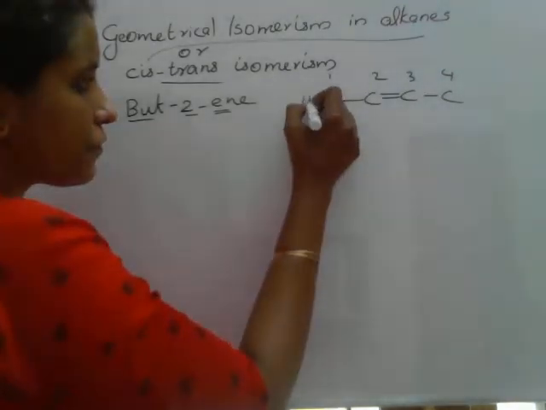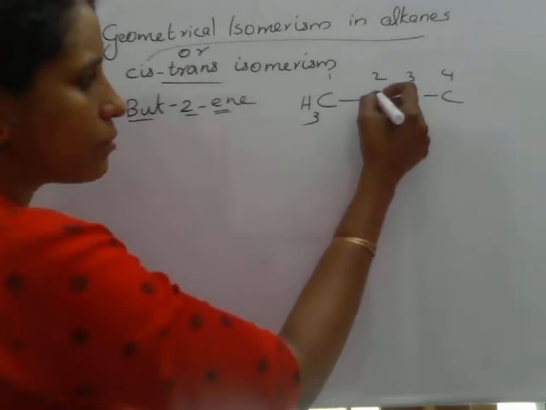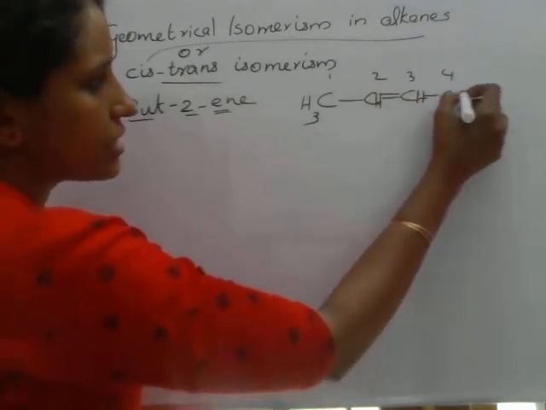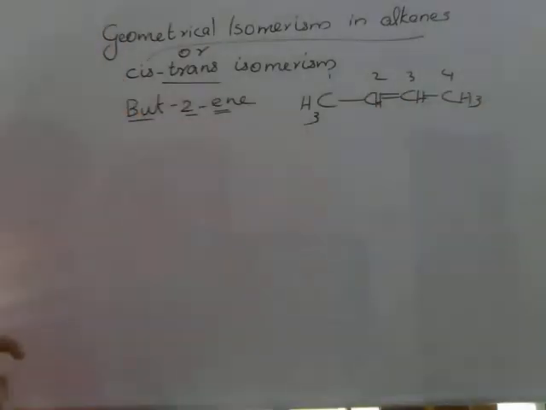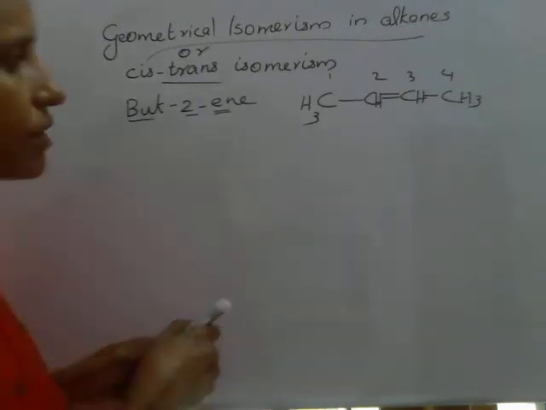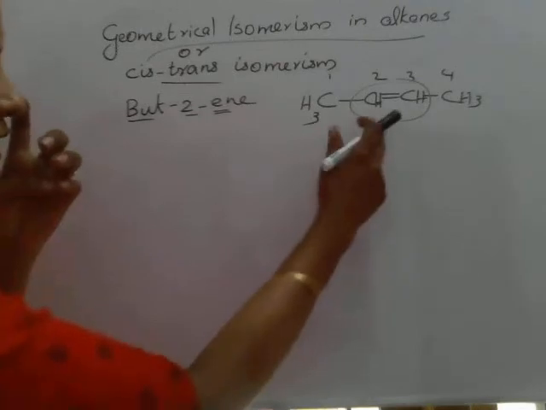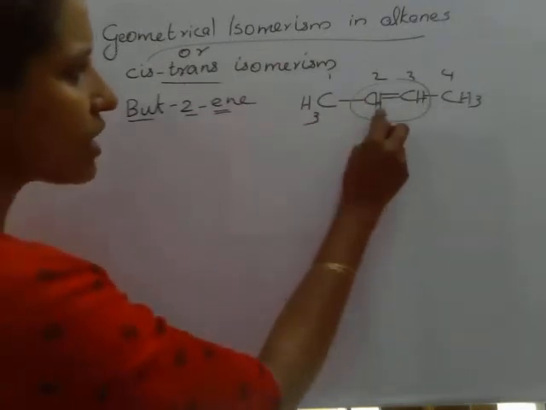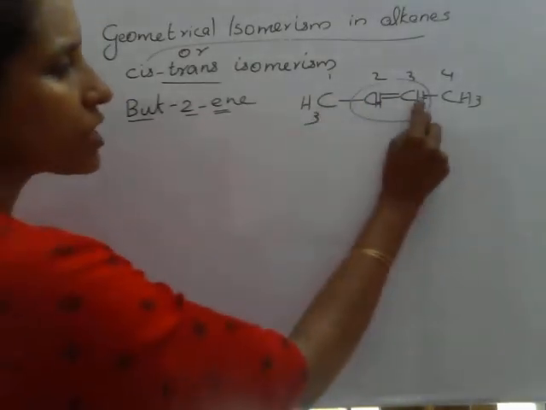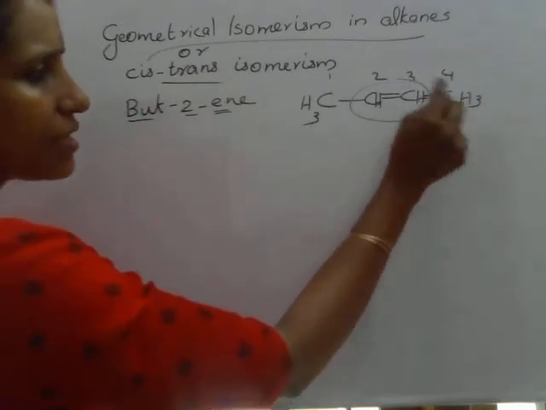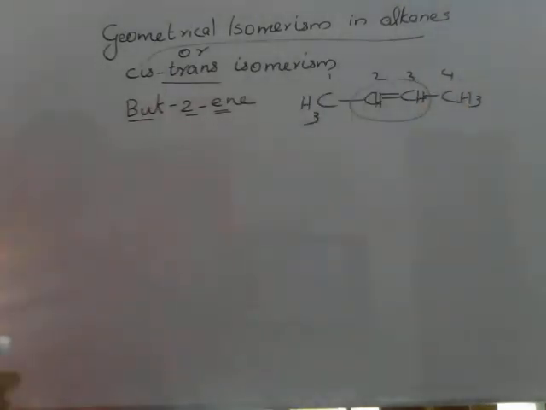Now if I put the number of hydrogens, CH3 single bond CH, double bond CH, CH3, right? So these are the doubly bonded carbon atoms. So you have to check the groups attached to these doubly bonded carbon atoms. Here one hydrogen, one methyl group. On the second double bonded carbon atom also one hydrogen, one methyl group. So cis-trans arrangement is possible.